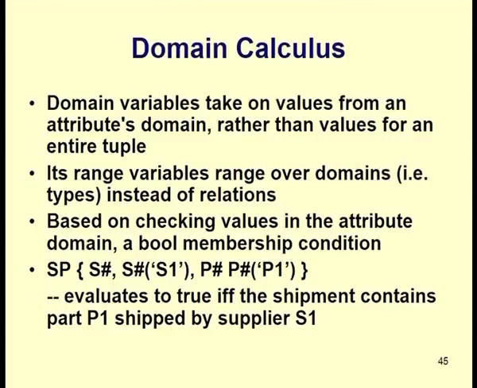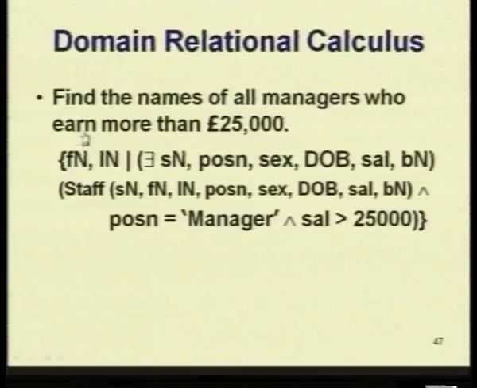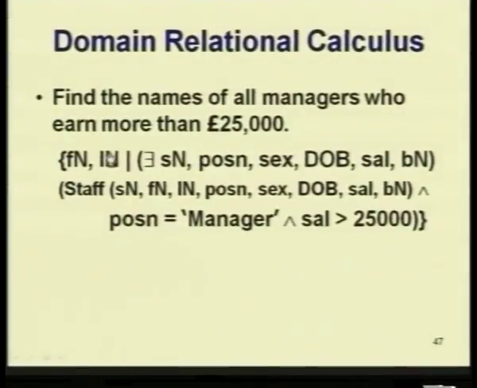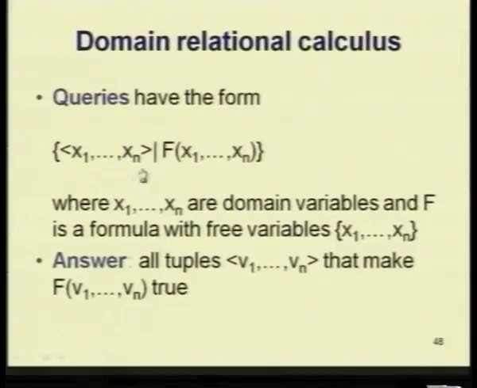So, we have discussed already it ranges over domain values, not tuple values. If you look here, find the names of all managers who earn more than 25. The thinking process is the same, but what we have here is we also tell all the domain values that can be taken by these particular variables. So, the queries will now be of the form x1 to xn, all the attributes, and a formula. So, x1 to xn are the domain variables and f is a formula with the free variables x1 to xn. Remember, free and bound have the same meaning.